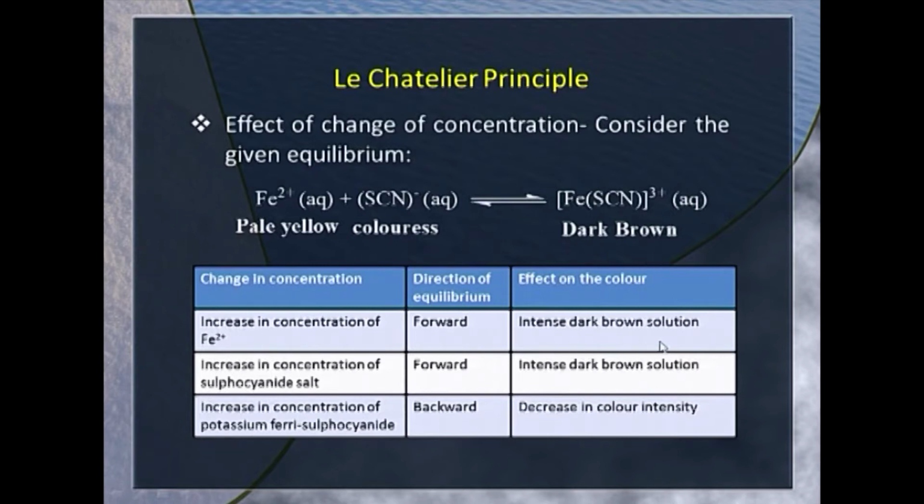So, overall the solution will show an intense dark brown color, and if we increase the concentration of the sulfocyanide salt, which is colorless, again it will go towards the product side because the reactant has increased, and if by any chance we can increase the concentration of this complex, it will go in the backward direction and the overall solution will show a decrease in the intensity of color.